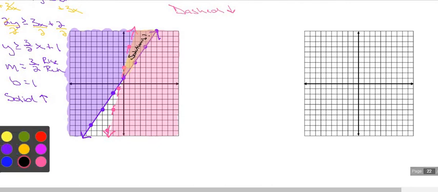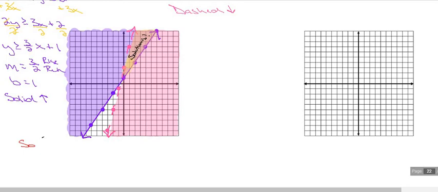So let's pick a couple points. Well, I'm going to go right 1, 2, 3, up 1, 2, 3, 4, 5, 6. So my ordered pair 3, 6 right here is in my shaded region. And let's go 4, 10. It's definitely in the overlapped region.